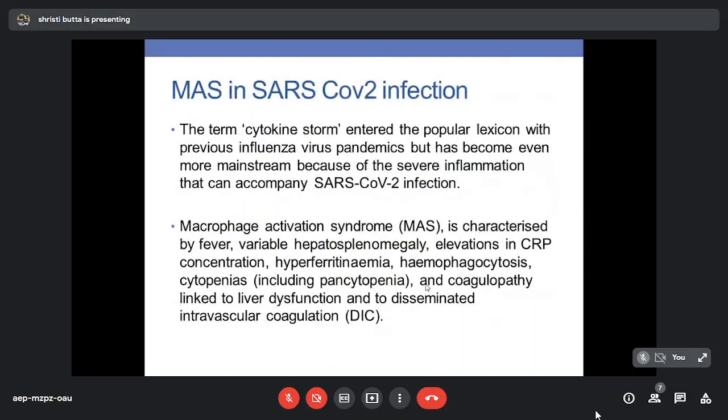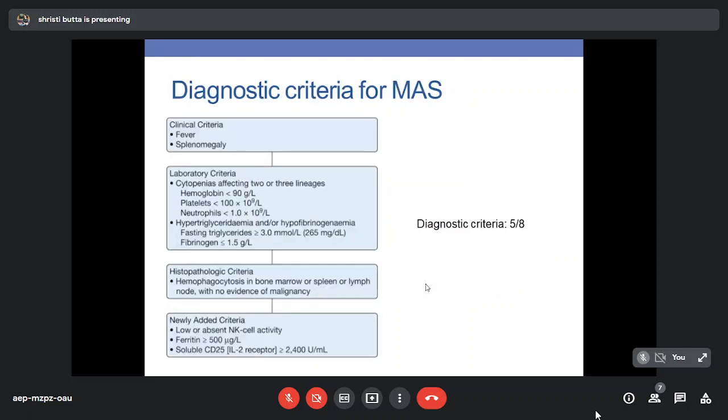So the term cytokine storm entered our popular lexicon with the influenza virus pandemic, but now it's a very common word for all of us, right? Especially in this era of SARS-CoV-2. Macrophage activation syndrome is characterized not only by fever and variable hepatosplenomegaly, but also elevated CRP levels, hyperferritinemia, phagocytosis, especially hemophagocytosis, and coagulopathy. So what is the diagnostic criteria?